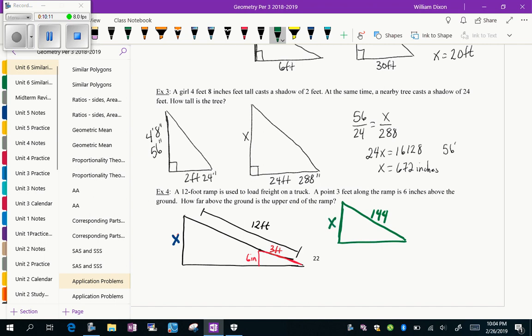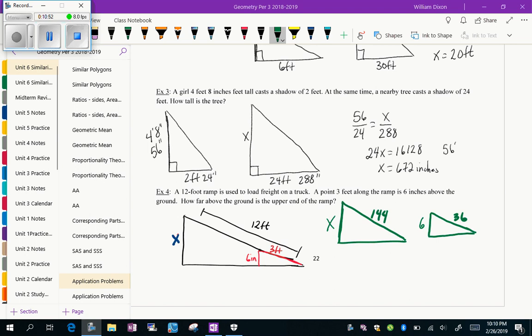And then my second one, the small one, is going to be 36 and 6. So that's 6. Sorry about that. It's not 72, but it's 6.